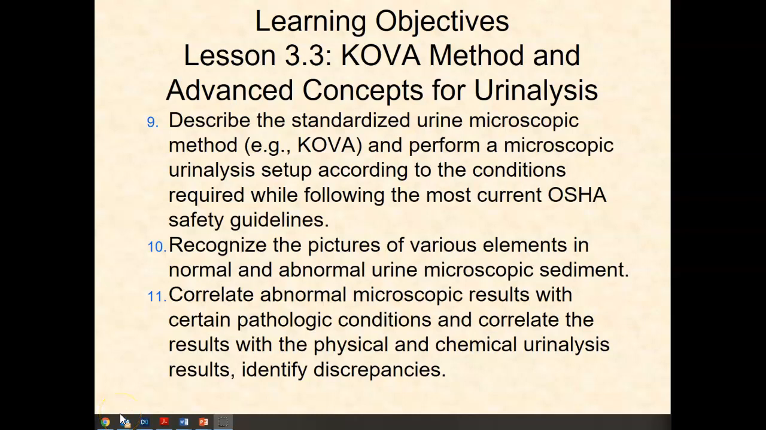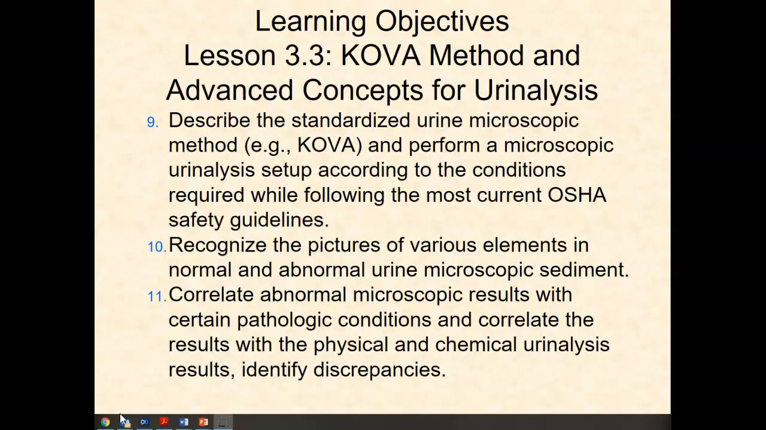Okay, today we're going to start looking at the microscopic pieces of the urine. So from this point, we have learned about the physical characteristics of the urine. We looked at odor and the color and the clarity of the urine. From there, we looked at the chemical composition of the urine, everything from bilirubin, glucose, specific gravity, pH, and those types of things. So now we're going to look at what we would see underneath the microscope in a urine.